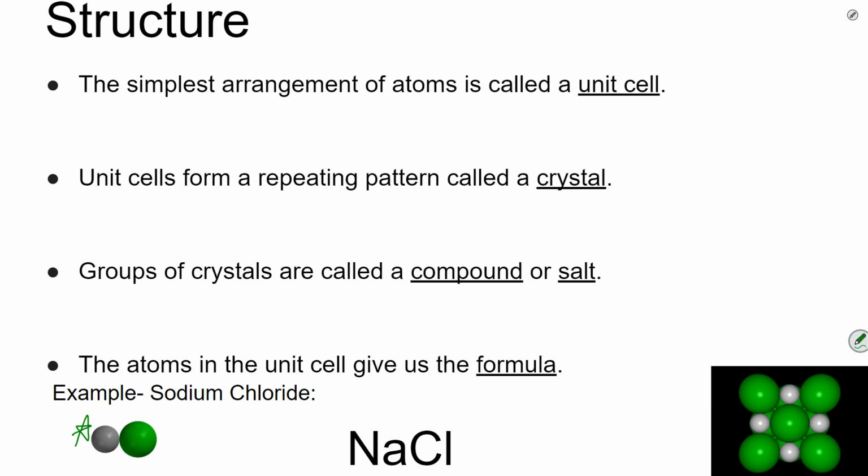If you want to be picky, technically oxide and hydroxide ionic compounds are usually not technically known as crystals or as salts. So a group of crystals together we call a compound or a salt, and again, a few exceptions on the salt thing. And the atoms in the unit cell give us the chemical formula, in this case NaCl, which again, hopefully you recall, NaCl, sodium chloride, is also known as table salt.